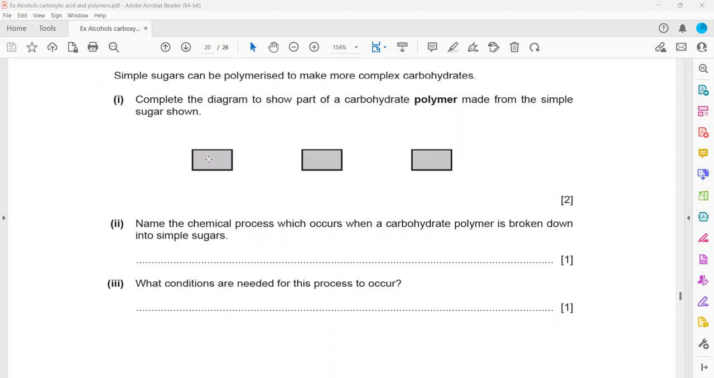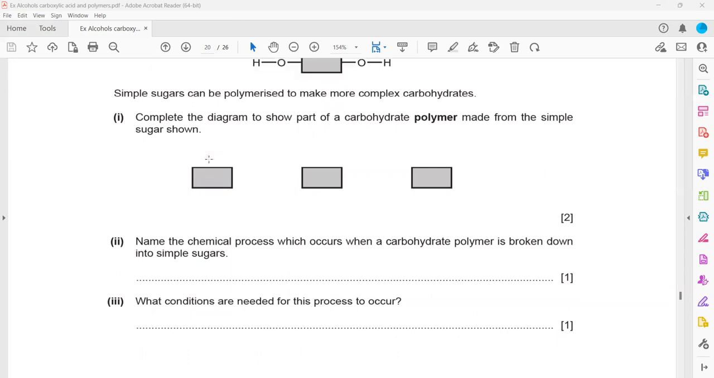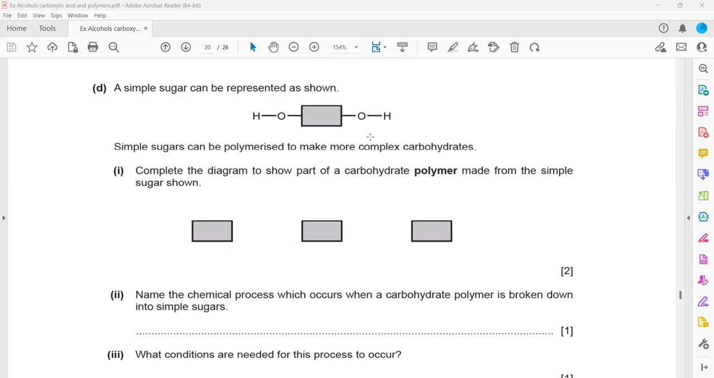So, only one oxygen every position. Look, what will happen? I will repeat. See, if we have, say, 3 molecules of simple sugar, so we have 3 molecules of simple sugar. Now, this is molecule 1, this is molecule 2, this is molecule 3.